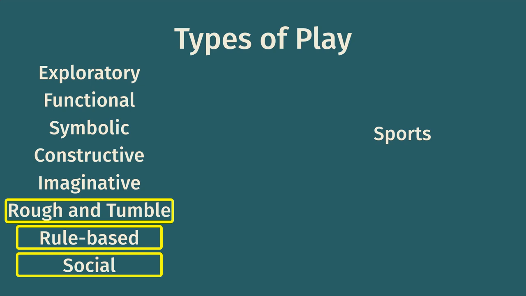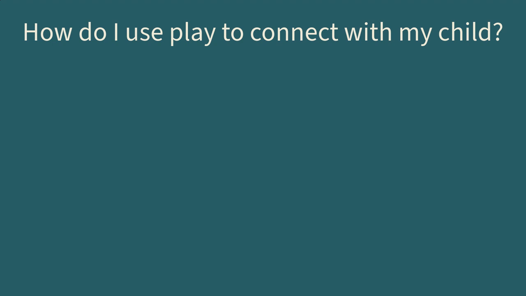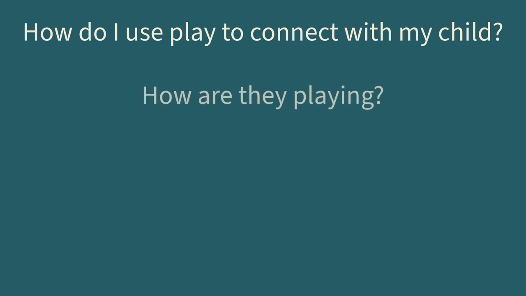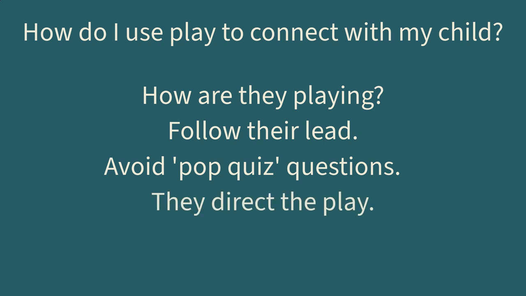So, with that understanding, how do you use play to connect with your child? It can be helpful to first identify what kind of play they are engaging in and enjoying, and then join in and follow their rules. Let them set the tone and the pace of play. Avoid asking too many questions like, what color is that? Do you like the car? Where is the car going? Can you count the blocks? And then try not to direct the play, unless, of course, there's a safety concern.